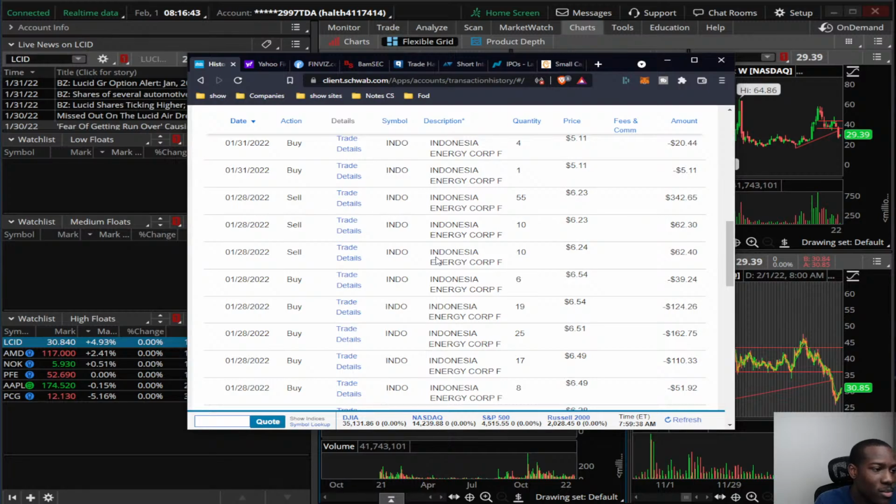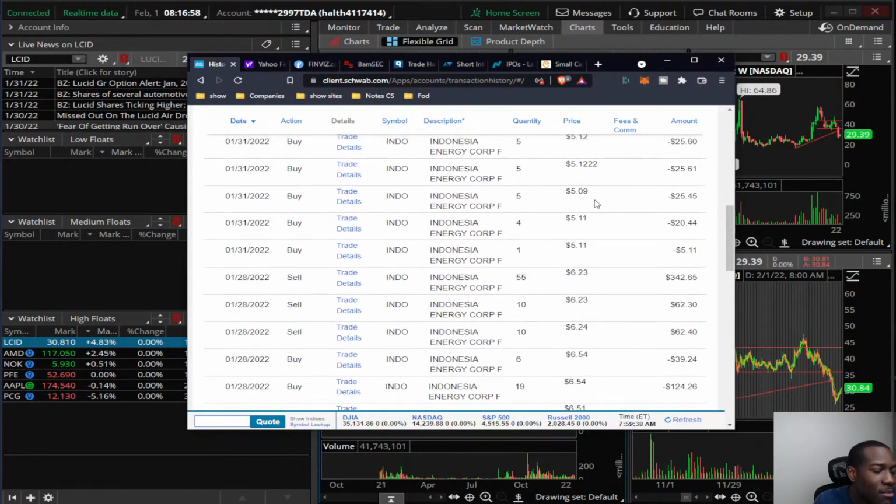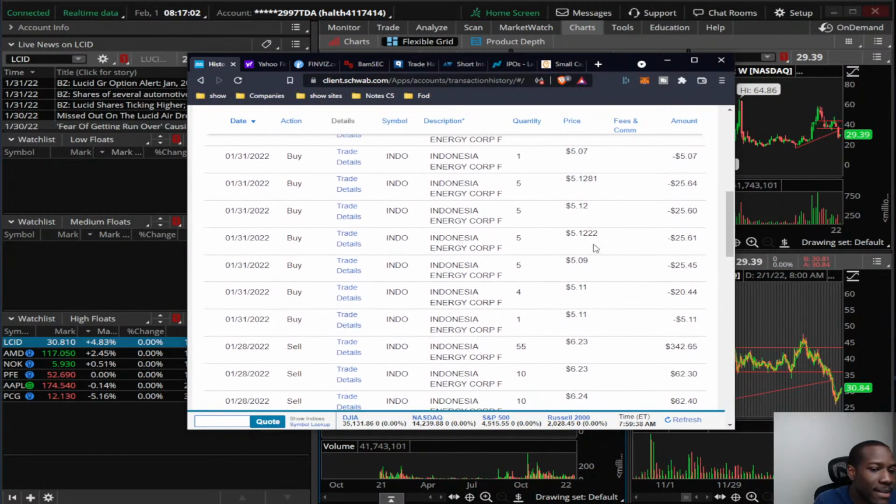Now, of course, the risk was managed. It wasn't like I lost my arm and leg, but those losing trades accumulated. Now, yesterday I bought at the price of 511, right? 511, 511, bought some more at 509, right around that 510 area on INDO.